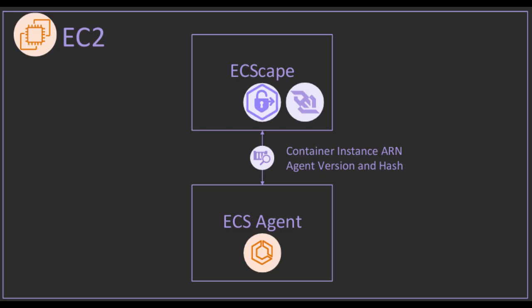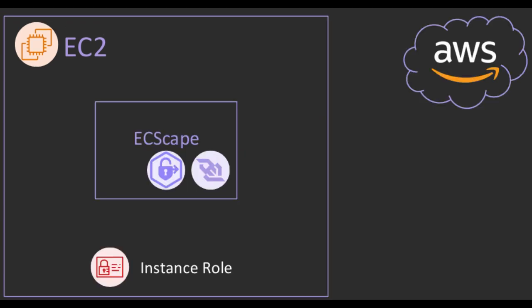So now the ECScape task has stolen the instance role credentials from IMDS and has extracted the container instance ID from the agent's own API. It has all the pieces the real ECS agent has: credentials, ID, versions. Now it attempts the impersonation.